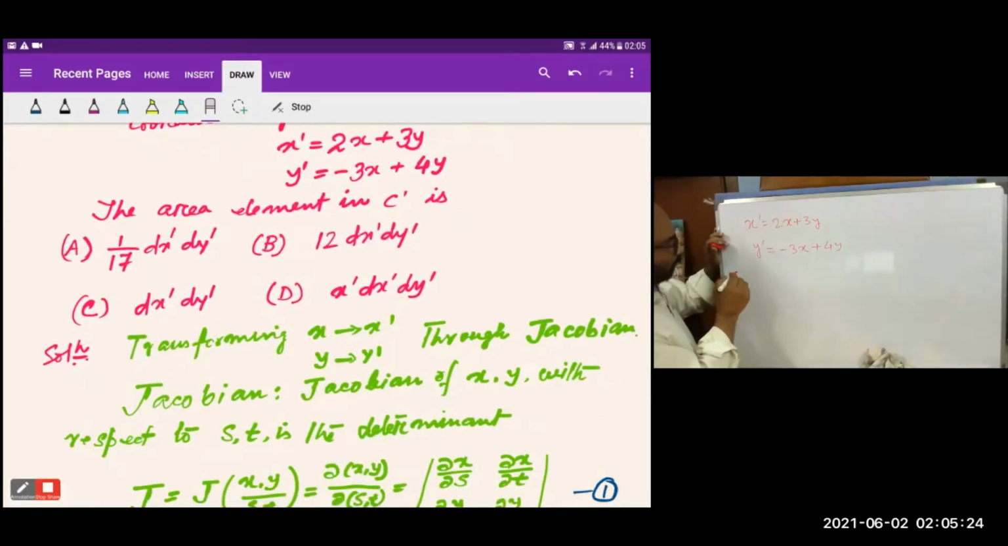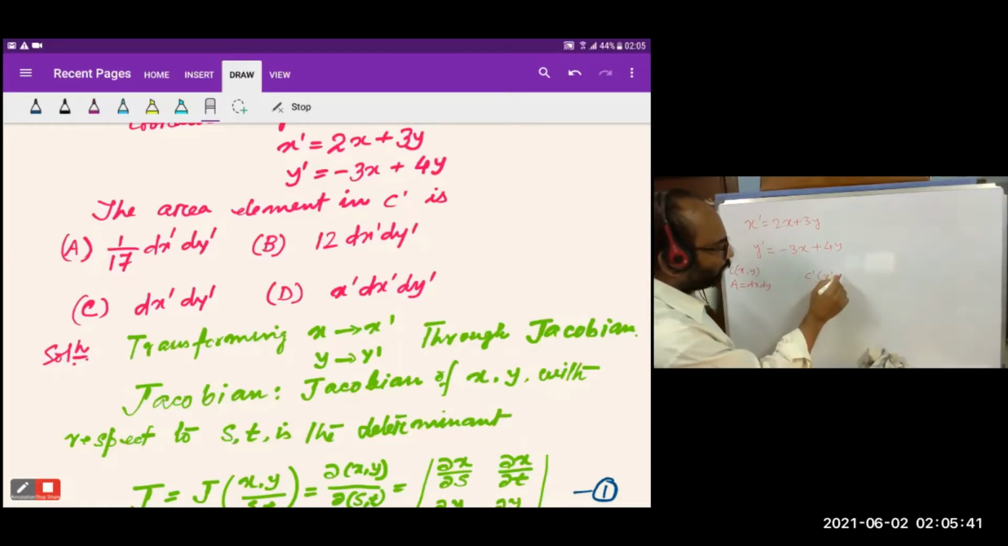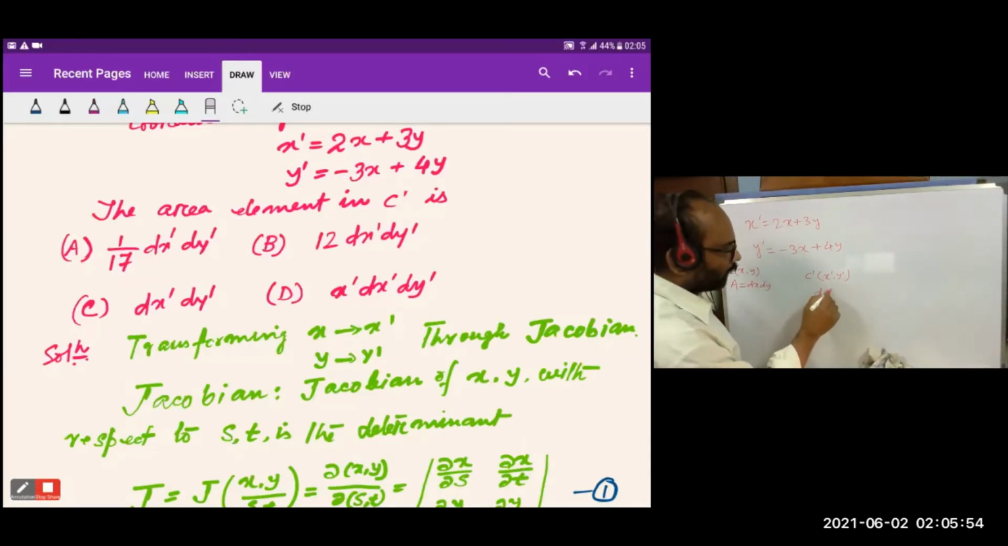So this is our xy coordinate system C. The area element is A, which is dx dy. And we have to find out the corresponding area element in the coordinate system C dash whose axes are x dash and y dash. So the area element will be dx dash dy dash.